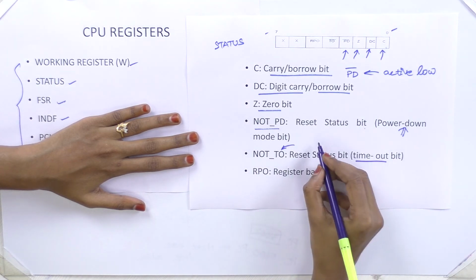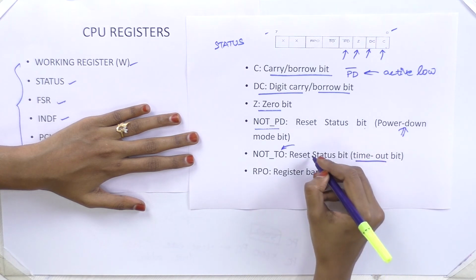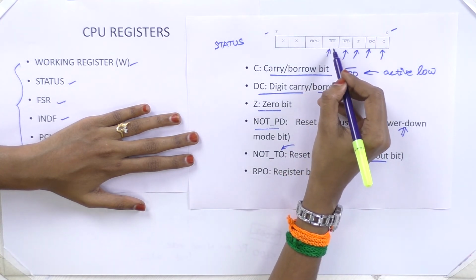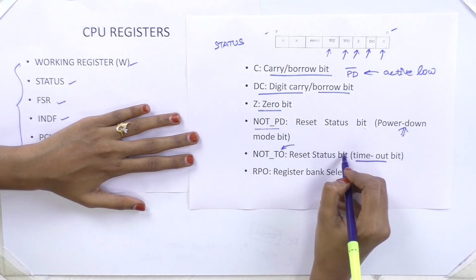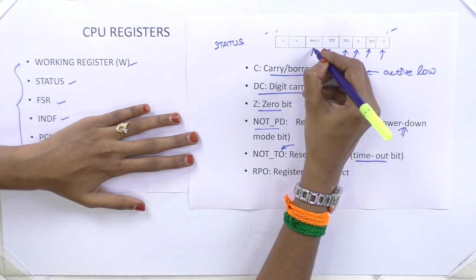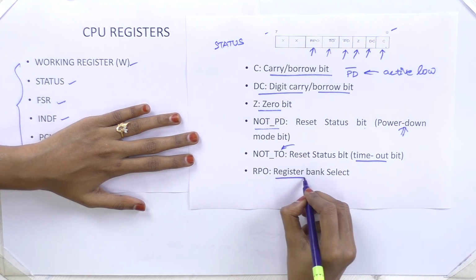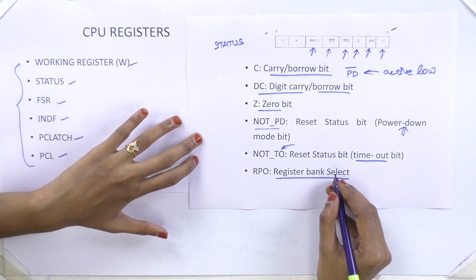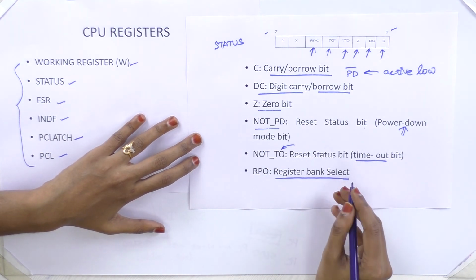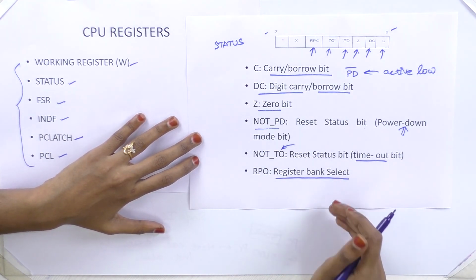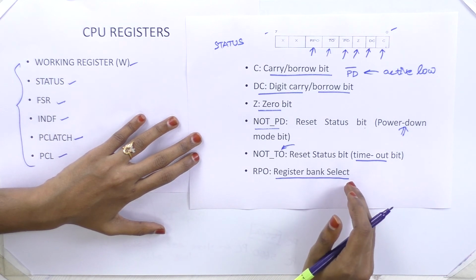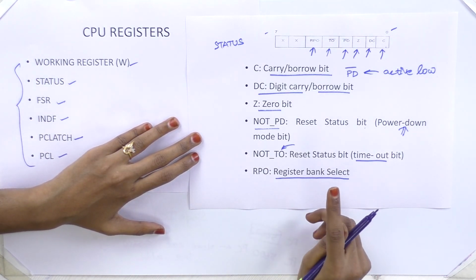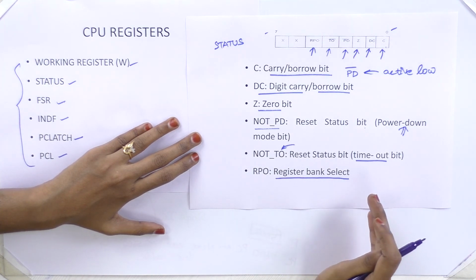Next is not of TO, which is nothing but the timeout bit. So when the timer is out, which means that when the timer has overflowed, this bit will be set. Because of this, your controller will be reset. And the next one is RP0, the register bank select bit. We have seen this already when we were looking at the program memory and bank selection. If this RP0 bit is 0, we will access bank 0 registers. When the RP0 bit is 1, we will access the bank 1 registers.